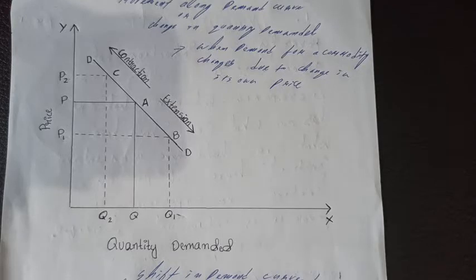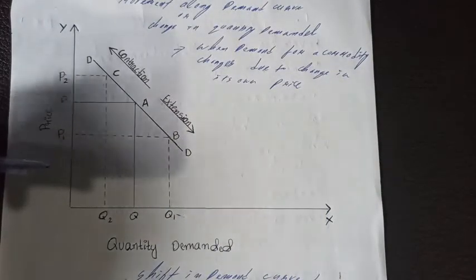Now, change in quantity demanded is again divided into two parts. One is extension or expansion of demand, and the other one is contraction of demand. Here P is the original price. When price is P, quantity demanded is PA or OQ. But when price falls to P1, then our demand will obviously increase from Q to Q1, isn't it? And on the other hand, demand curve will move from A to B, isn't it? So we call this extension or expansion of demand.